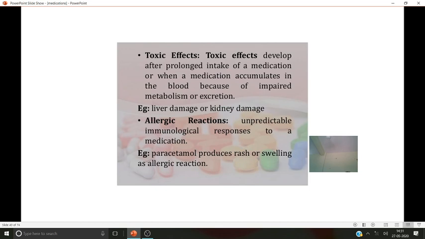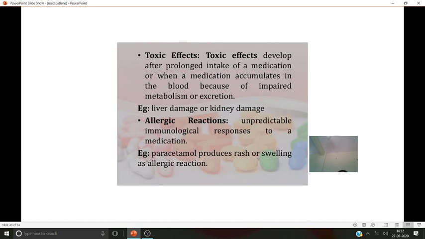Then coming to the allergic reactions. And these allergic reactions are unpredictable immunological responses to a medication. If you take paracetamol, for example, allergic reaction to paracetamol means, when paracetamol is given and an allergic reaction comes, what happens? Rash, swelling. Like this we can see.